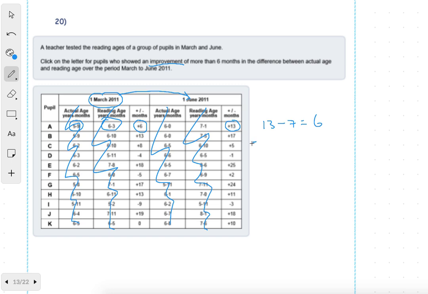Pupil C, if you're doing 5 take away 8, that's actually -3. That means that pupil has not improved their reading. It's gone sort of backwards by 3 months. They're still a good reader, but they haven't made an improvement. So you must be careful to get negative numbers here.